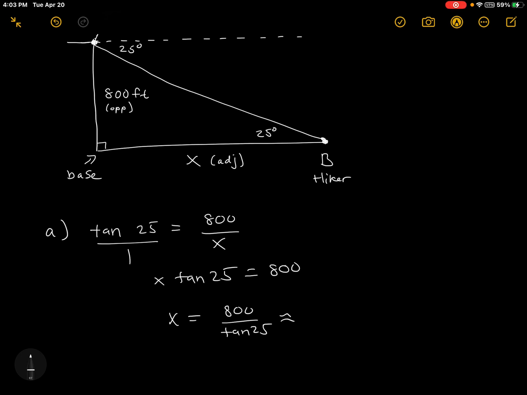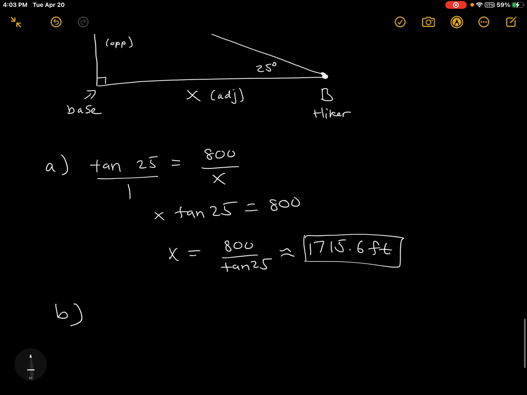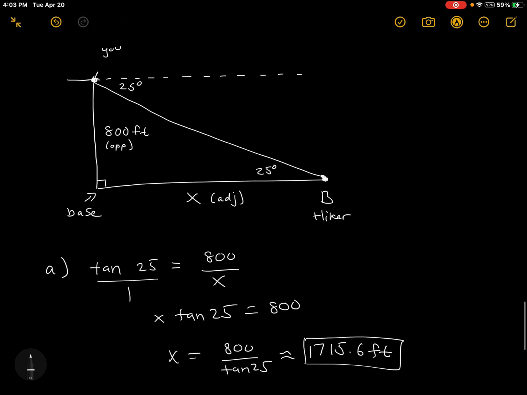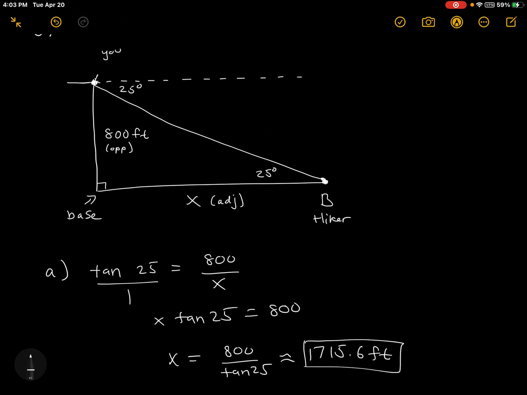It says if the angle of depression from your line of sight to hiker C is 15 degrees, right? C is a little further out. So let's draw something to hiker C. So here's hiker C, right? And they said from here to here is now 15 degrees. Well, from here to here is 15. That means from here to here is going to be 15, right? Again, alternate interior angles.